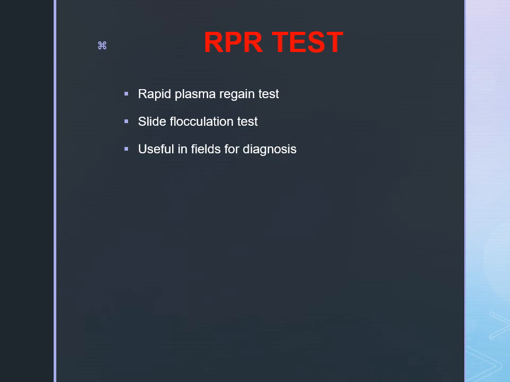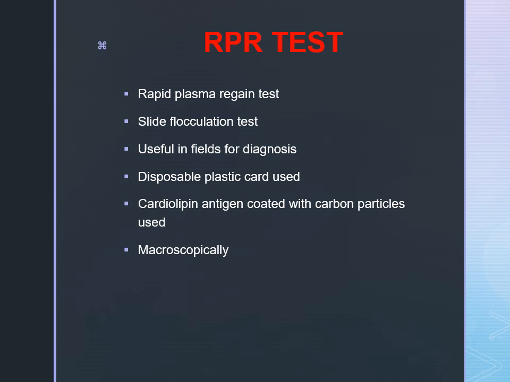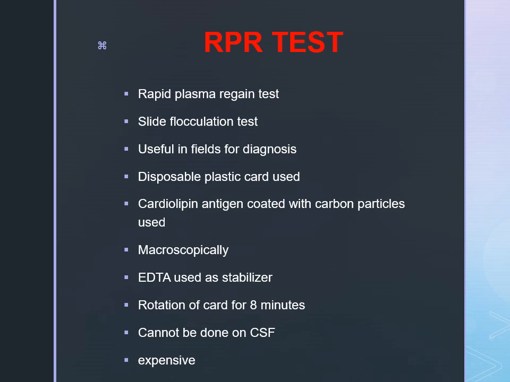So you don't need any microscope, and you don't even need such a trained person. Easily you can see any positive results on the card. So we can easily use this test in the field for diagnosis. Disposable plastic cards are used, and this cardiolipin antigen is coated with the carbon particle. And the best thing is that you can see it macroscopically. In this, EDTA is used as a stabilizer, and rotation of the card for 8 minutes is needed.